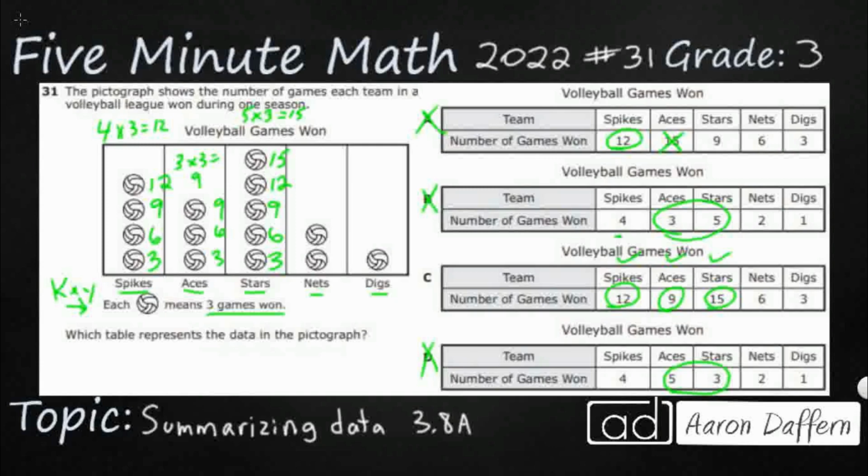And then the Nets and the Digs are pretty simple. Nets has just got 2 volleyballs, 3, 6. So this is 2 sets of 3, and it's going to equal 6. My Nets, yep, they are 6. Excellent. And then let's just go ahead and complete it. Digs is just 1, and that's just 3. But we could still make a multiplication sentence here: 1 times 3, that's 1 group of 3, equals 3. And yes, our Digs have 3.